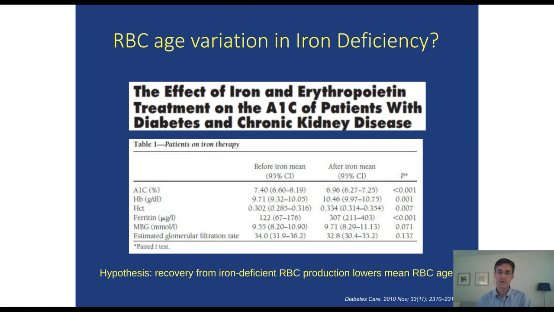Well, when we see that the A1c dropped from 7.4 to 6.96, we might have expected the glucose to drop during that time, but the mean blood glucose actually increased from 9.5 to 9.7. So glucose goes up, but A1c goes down, similar to what we saw in pregnancy. And given that the hemoglobin level increased, this situation again might be explained by a decrease in mean red cell age associated with increased red cell production.